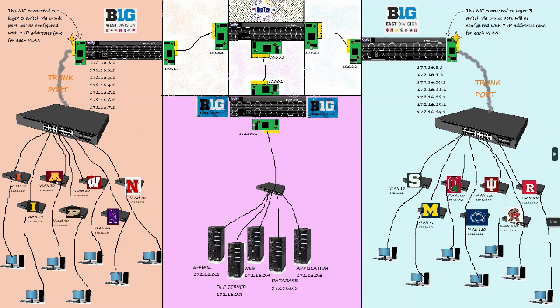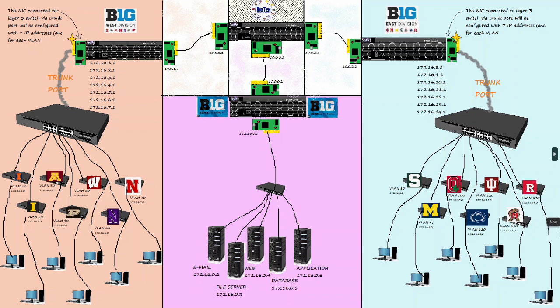And one thing to note here is there's 2 kind of special network interface cards. One on the Big Ten West Division router and one on the Big Ten East Division router. I put a little star there. So these network interface cards are connected to the layer 3 switches via a trunk port that will be configured with the 7 IP addresses, 1 for each VLAN or 1 for each team. So that is something to keep in mind, because as we deal with these VLANs, those 2 network interface cards are going to be configured a little bit differently from the other ones as we're dealing with trunk ports and so forth.